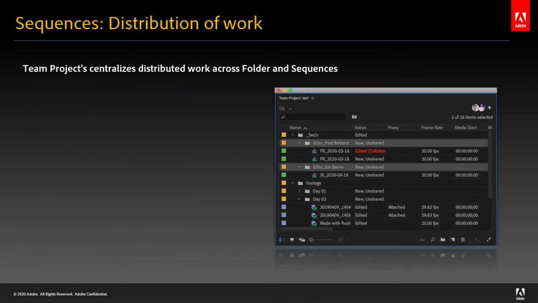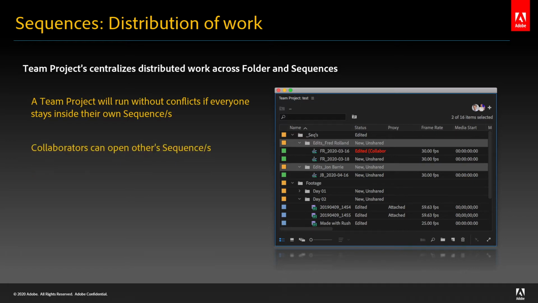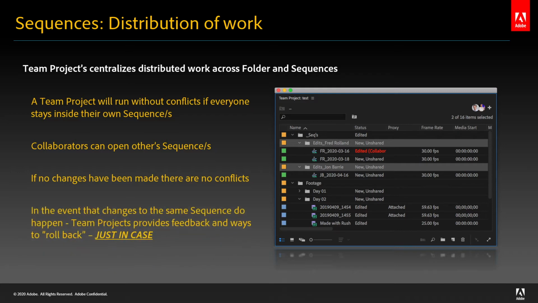Team Projects centralizes distributed work across folder and sequences. A team project will run without conflicts if everyone stays inside their own sequence or sequences. Collaborators can open others' sequences. If no changes have been made, there are no conflicts. In the event that changes to the same sequence do happen, Team Projects provides feedback and ways to roll back, just in case.